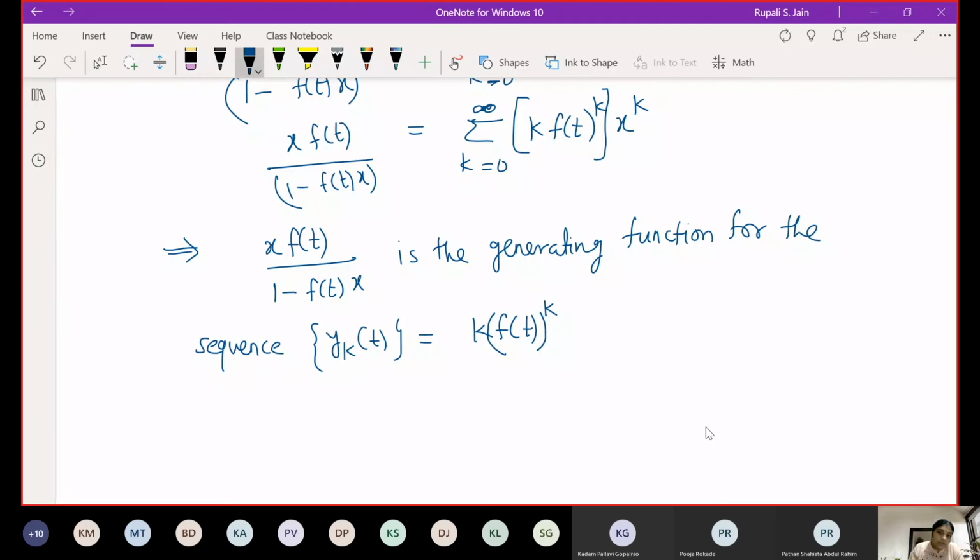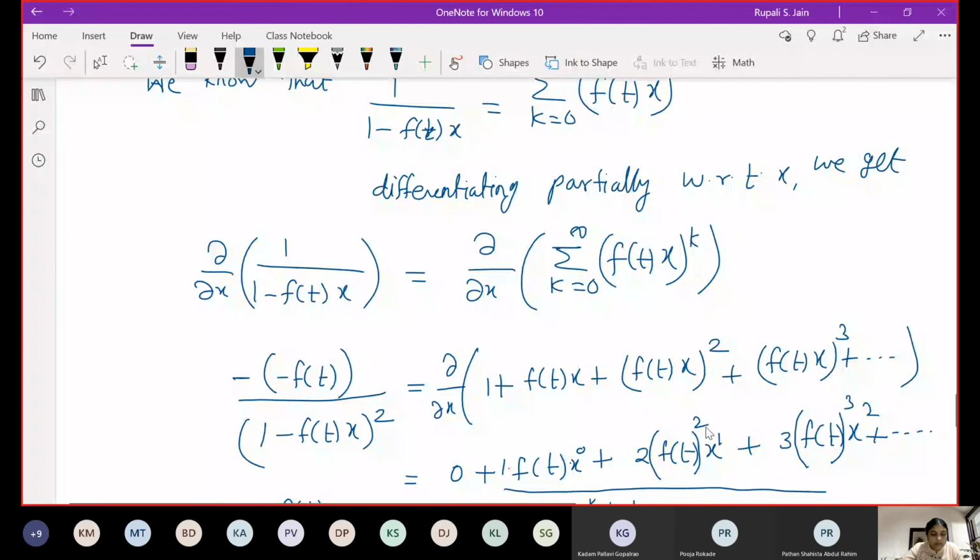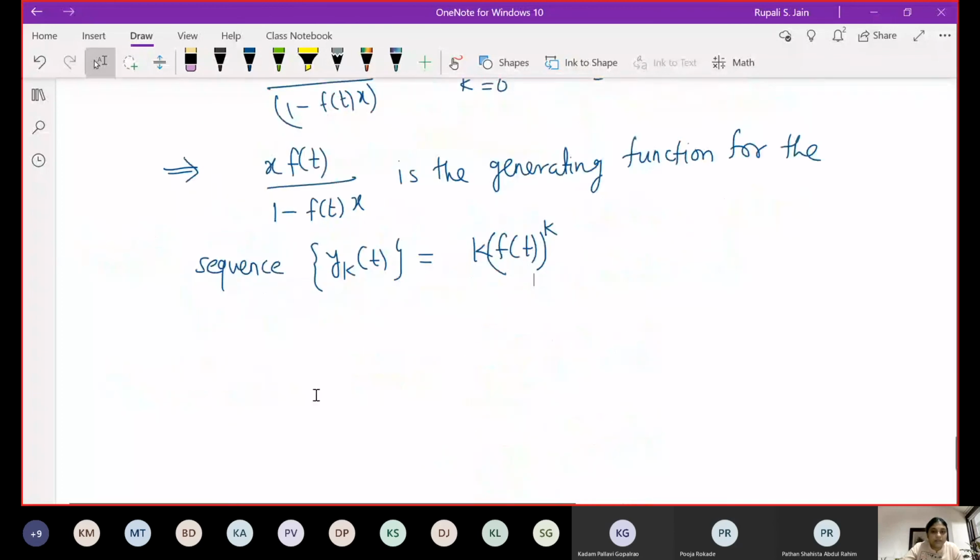So if I want to find the generating function for k f of t raised to k, its answer will be x f of t upon 1 minus f of t x. Is that okay? So using the generating function of this sequence, we have found the generating function for the new sequence k f of t raised to k. Is that okay? Now what is the exponential generating function?